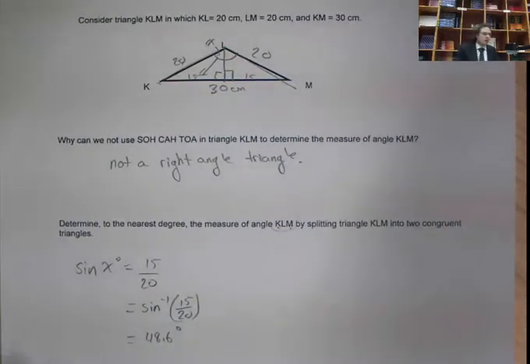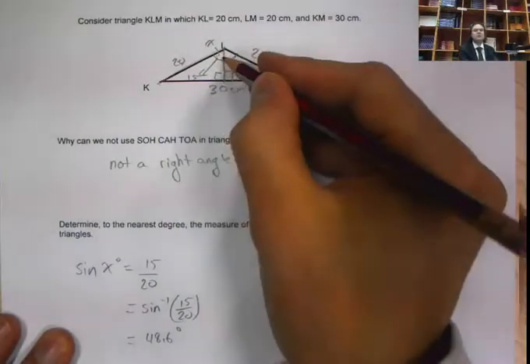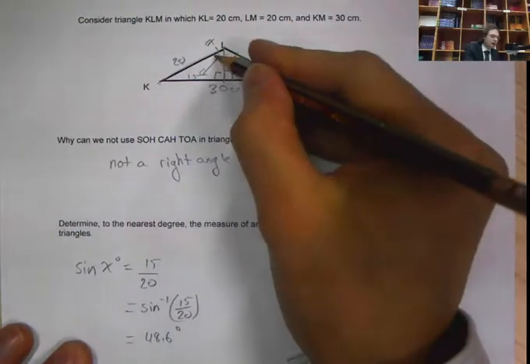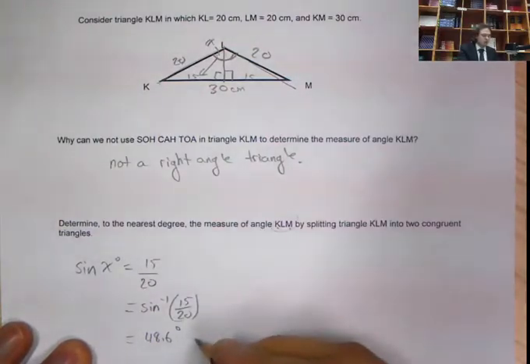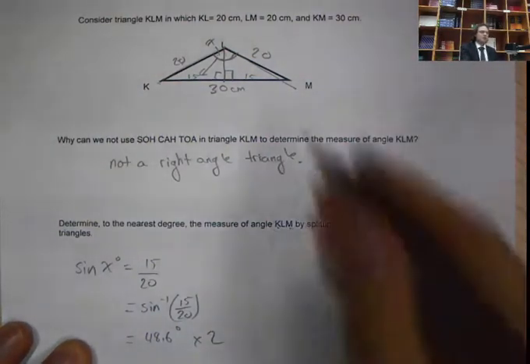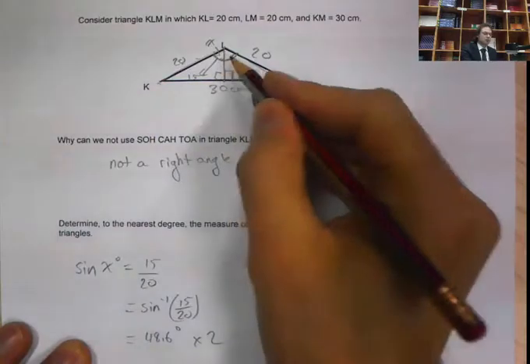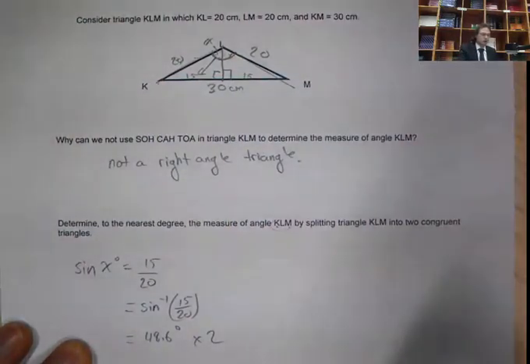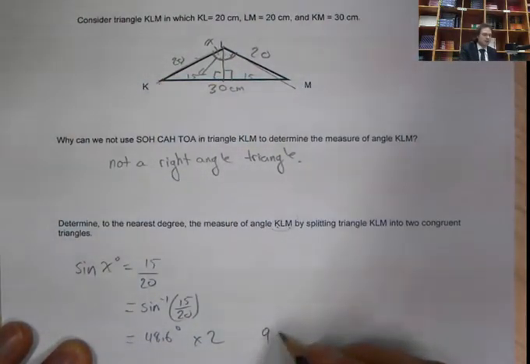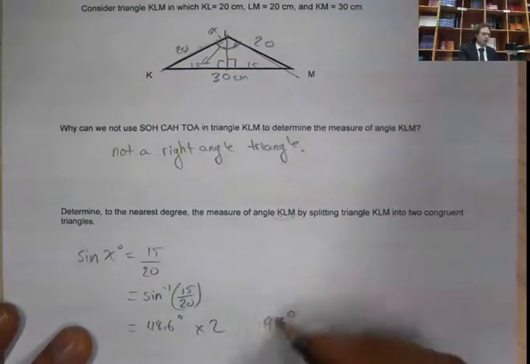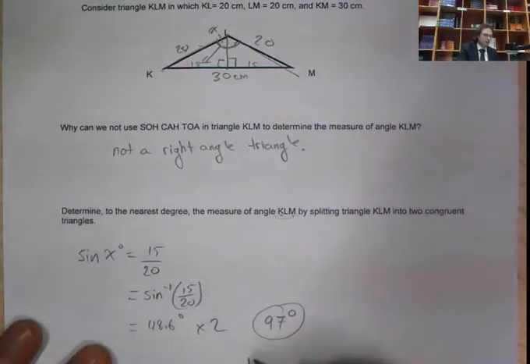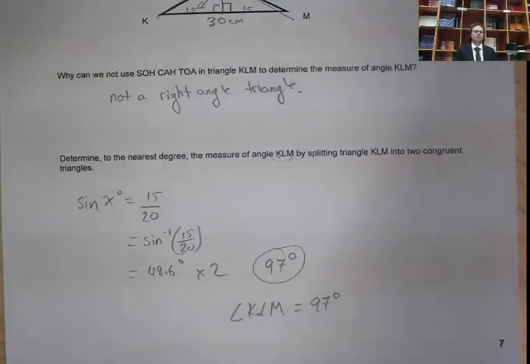Now, that is only this part here. This is 48.6, but I have to double it. So I'm going to multiply this by 2, because that's only half of it. So I multiply that by 2, and I'm going to get approximately 97 degrees for my final angle. So angle KLM is equal to 97 degrees. Sorry. All right? So, hopefully you understand that. Good luck as I see you tomorrow and we work on these together as a class.